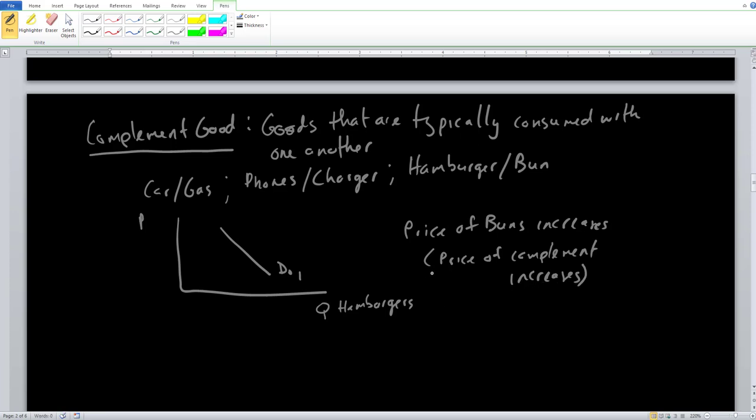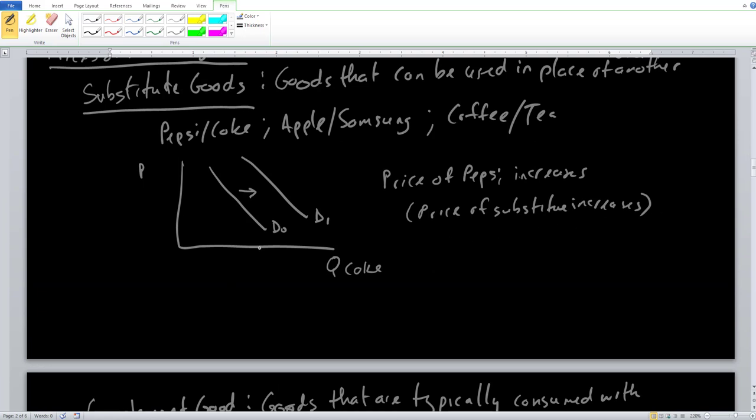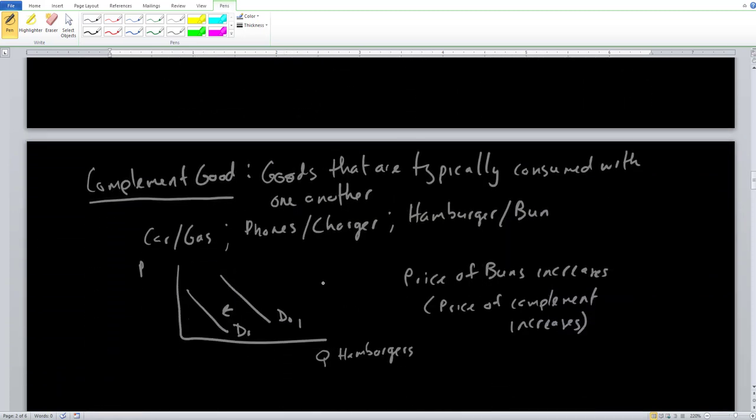If the price of buns increases, do you want more hamburgers or fewer hamburgers? Well, because these are complement goods, if the price of buns increases, you don't want as many hamburgers as before, so your demand for hamburgers is going to go down. This is going to be D1 in this instance. We end up on an entirely new demand curve. Anytime the price of a complement good increases, your demand for the other good is going to decrease. On the other hand, remember, if the price of a substitute increases, you're going to have an increase in demand for the substitute good. So do be aware, once again, substitute goods and complement goods move in opposite directions.